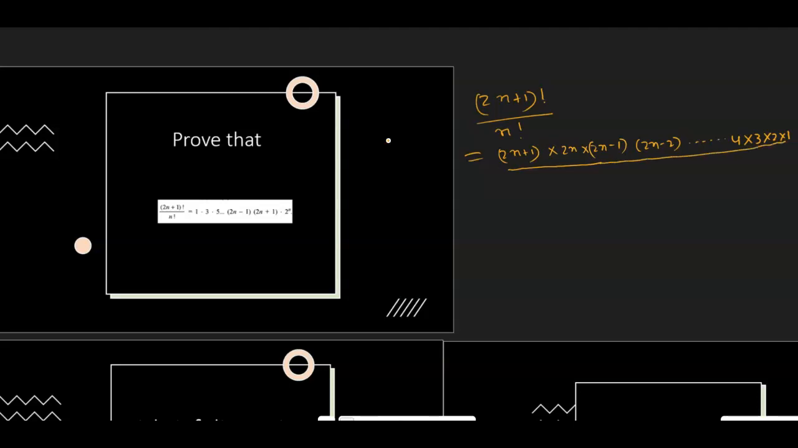Because I am observing the right side, no factorial n is there in the denominator. So there is a chance of getting cancelled from numerator and denominator.